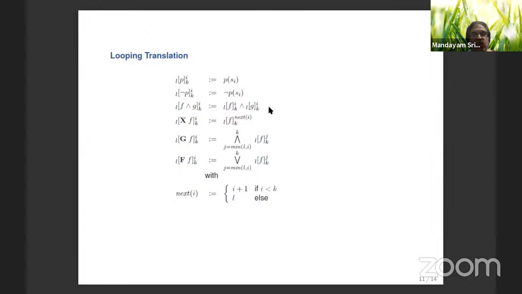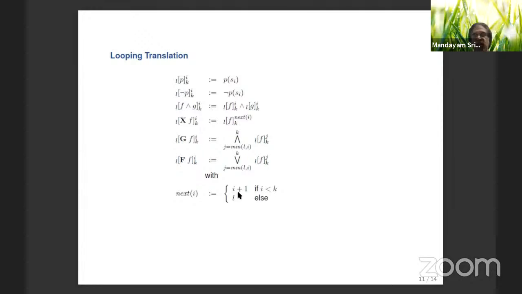So looping translation is generated similarly. The first few cases are exactly the same. For P, it doesn't matter whether it's looping or not. So let's start looking at X of F, okay? It's defined in terms of next of I, okay? So next of I, if I is less than K, then it is I plus 1 because there is headroom.